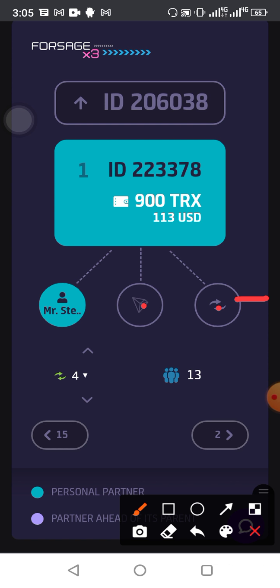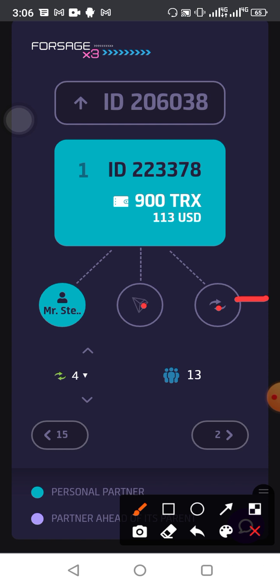Remember, we said, and I'm repeating this, that Forsage doesn't keep earnings of members. No, Forsage distributes the Tron, the earnings that should come to a member. The program is designed to send the Tron that should go to a particular member instantly and automatically to the wallet of the members. Forsage doesn't keep any of those things.